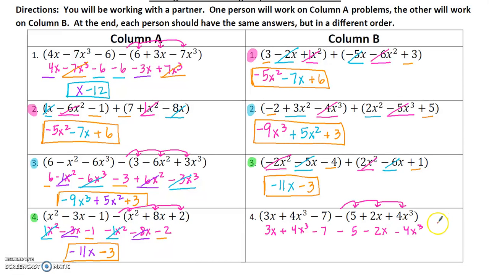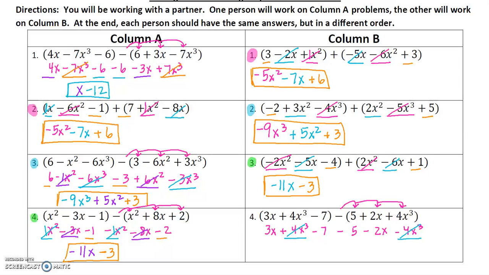Okay, so my largest exponent is x cubed, and I'm going to start with this color. All right, so I have an x cubed here and I have an x cubed here. So I have a positive 4x cubed and a negative 4x cubed, so those two are going to cancel themselves out.